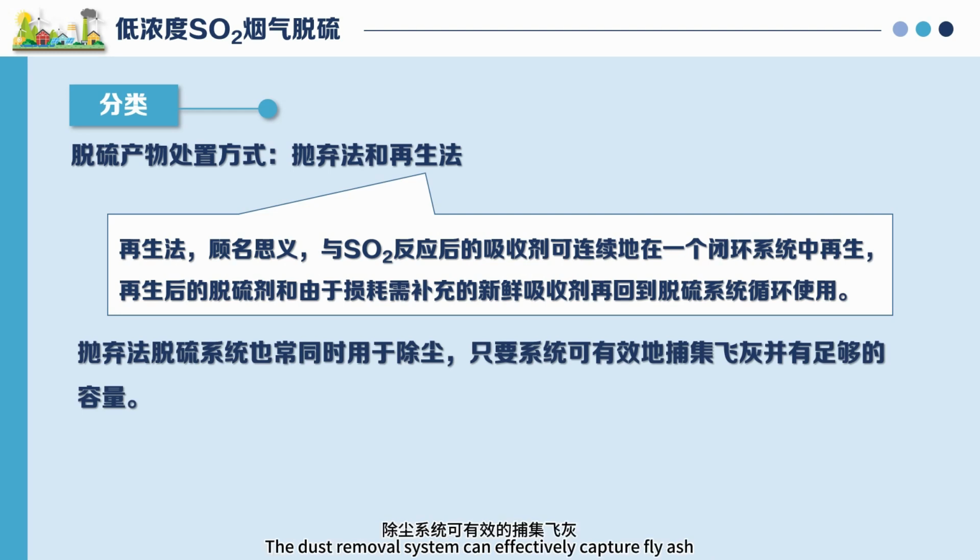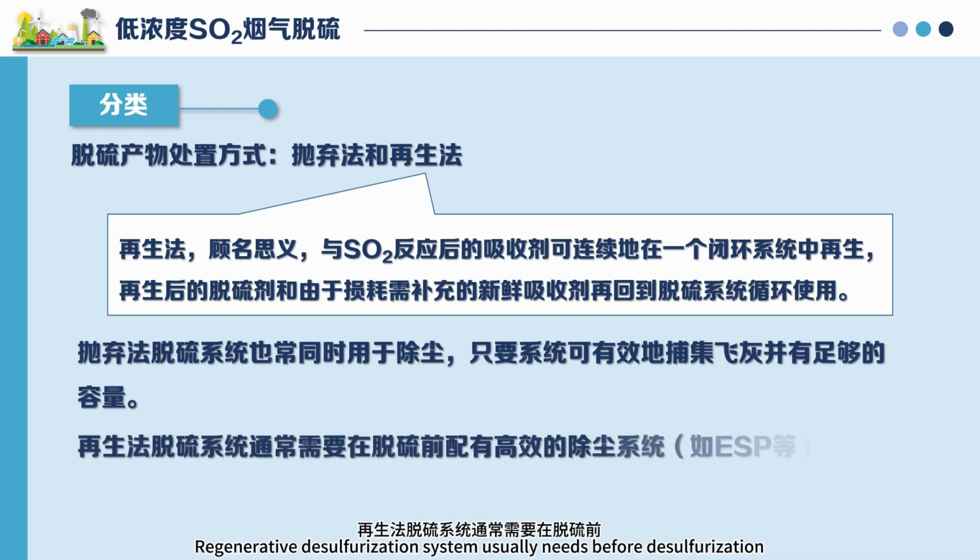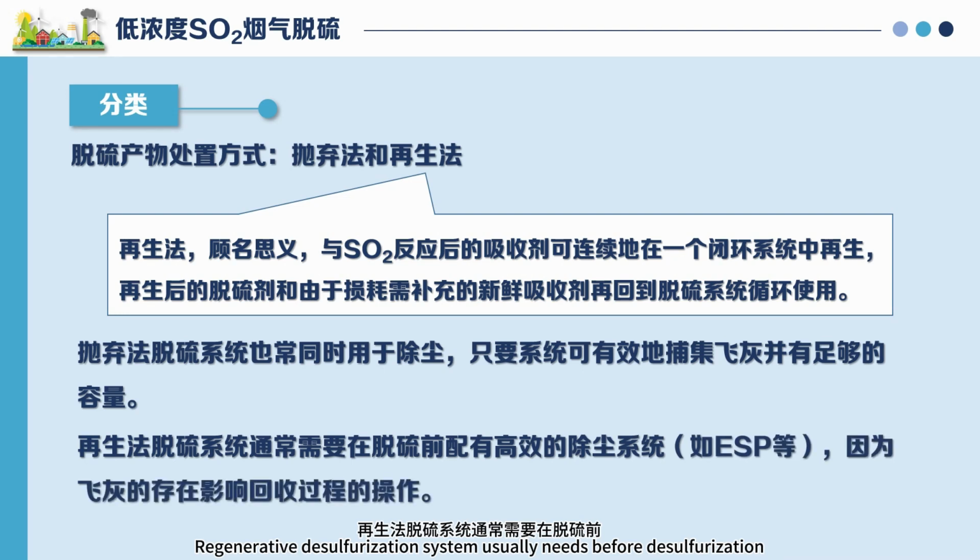The dust removal system can effectively capture fly ash and has enough capacity. A regenerative desulfurization system usually needs to be equipped with a high and low dust removal system before desulfurization, because the existence of fly ash affects the operation of the recovery process.